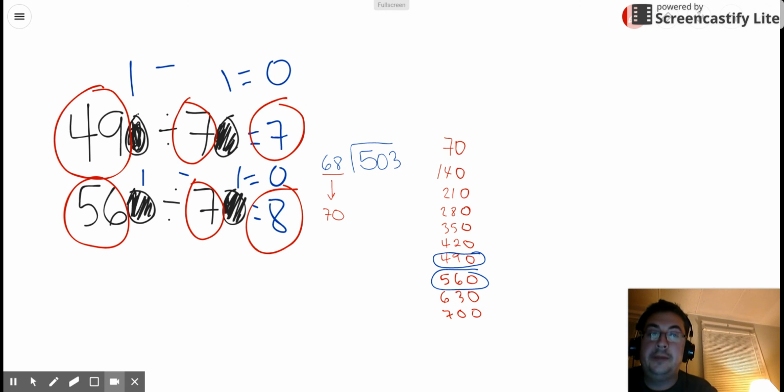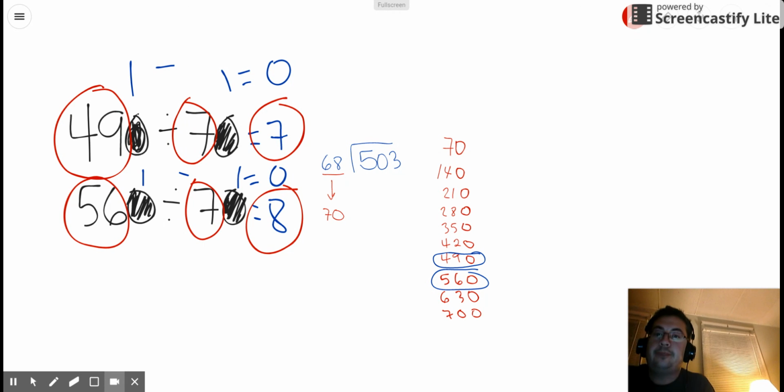So what does that mean? Well, we can expect that the actual quotient of 503 divided by 68 is going to be somewhere around 7 or 8. And we can figure out which estimate is going to be the closest to the actual answer by taking a look at the two dividends that we used to find our estimated quotients. So we have 490 and 560. Well, 490 is going to be closer to 503 than 560 is.